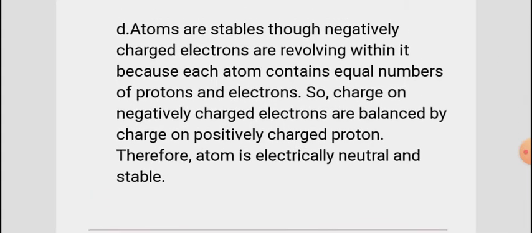Atoms are stable though negatively charged electrons are revolving within it, because each atom contains equal numbers of protons and electrons. So, the charge on negatively charged electrons is balanced by the charge on positively charged protons. Therefore, atom is electrically neutral and stable.